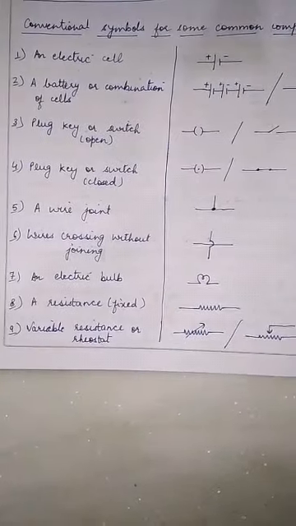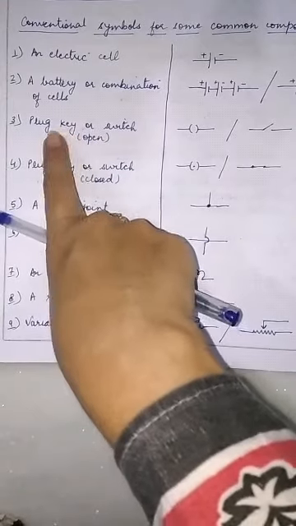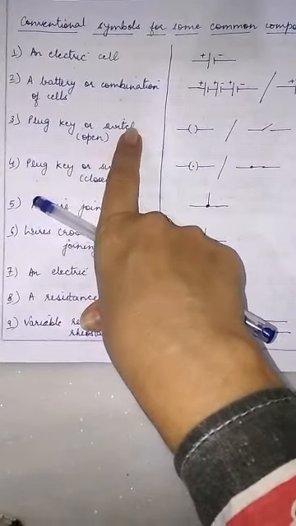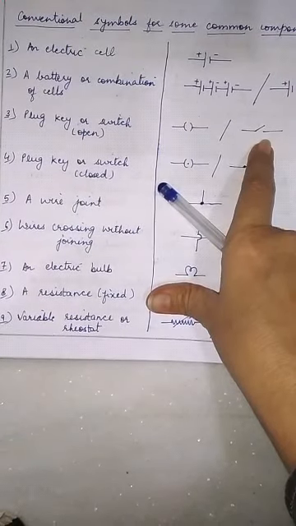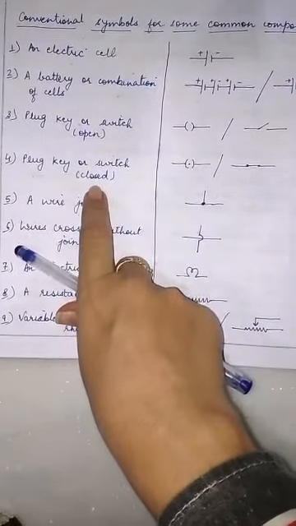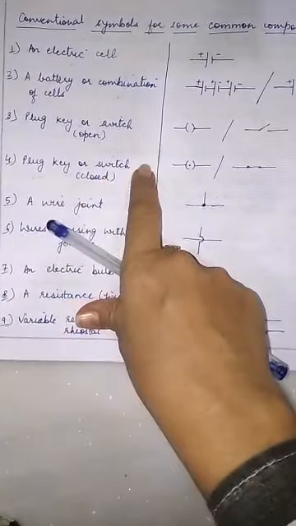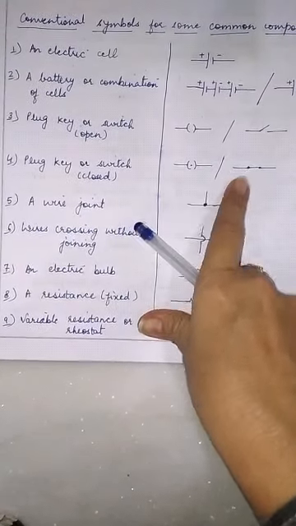The third is plug, key or switch, the switches we use in home or in the laboratories. When the plug key or switch is open, or when the switch is off, these two are the symbols of the plug key in the open condition. Next is plug key or switch closed, or we can say the switch is on. This is the symbol for a closed plug key.